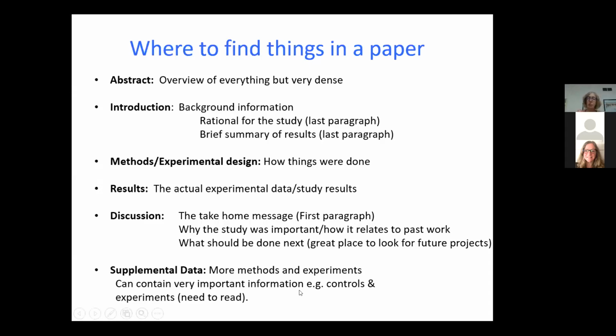Supplemental data is really important. It often has more materials and methods. It may have a lot more results because journals now try to keep the papers fairly short, which is a problem because it means there isn't necessarily room to explain all of the methods and experimental design in a lot of detail.